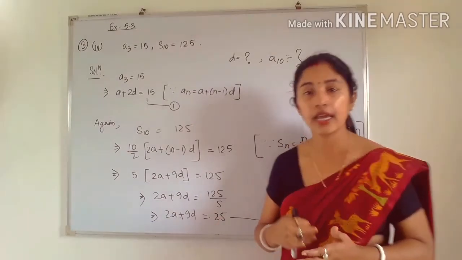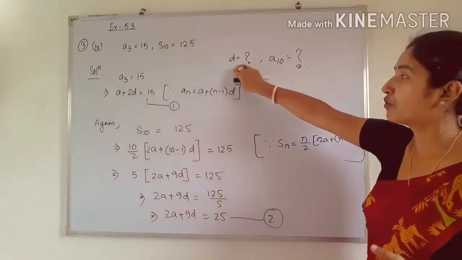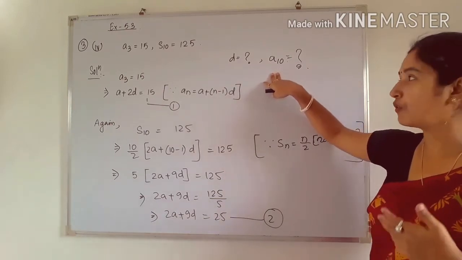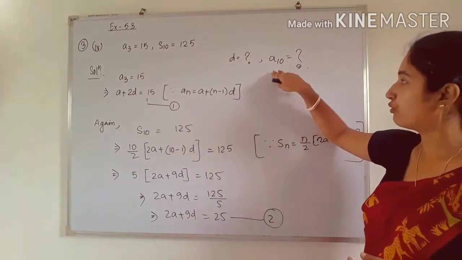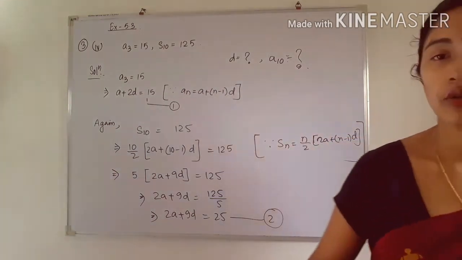So if we get a and d, what will we do? Then a10 will be what? a plus 9d. So we will put the value of a and d to find the value of a10. Okay, so let us solve this equation.